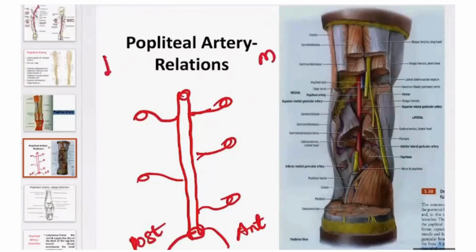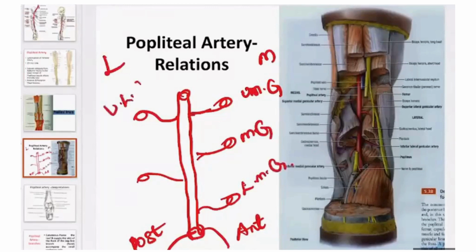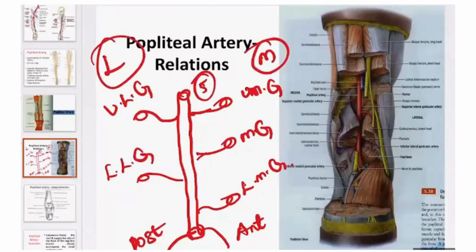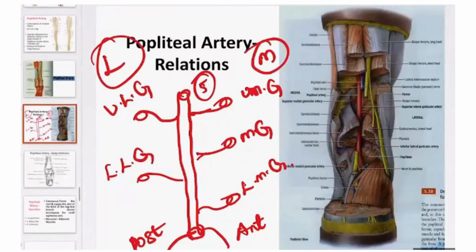This is medial, this is lateral. Upper medial genicular artery, middle genicular artery, lower medial genicular artery, upper lateral genicular artery, and lower lateral genicular artery. So genicular arteries are how many in number? 5. Genu is bent. Here the bend is the knee joint. That gives off 5 branches. Here 3 branches, here 2 branches. Genicular branches are 5 in number.